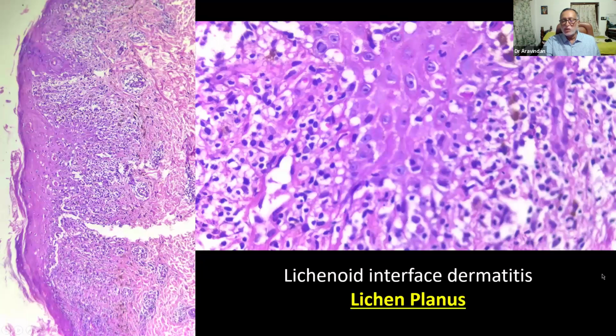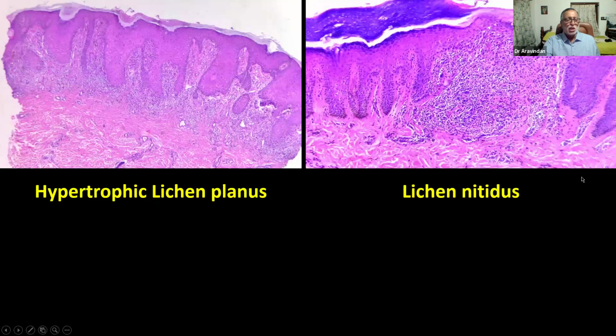It is a lichenoid interface dermatitis in lichen planus. You see apoptotic keratinocytes here, some pigment incontinence. There are very many variants of lichen planus. If there is a lot of epidermal hyperplasia, it is hypertrophic lichen planus. Sometimes it may be so much that you may even suspect, is it pseudoepitheliomatous hyperplasia, is it squamous cell carcinoma in some places. Indeed, squamous cell carcinoma can rarely arise from these lichen planus lesions.